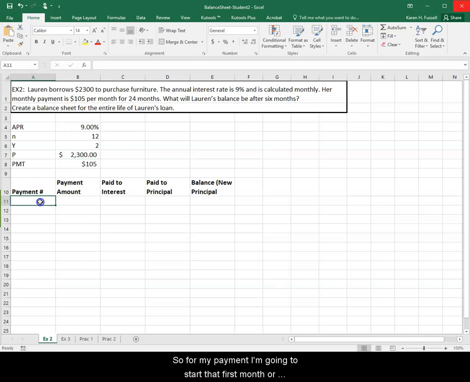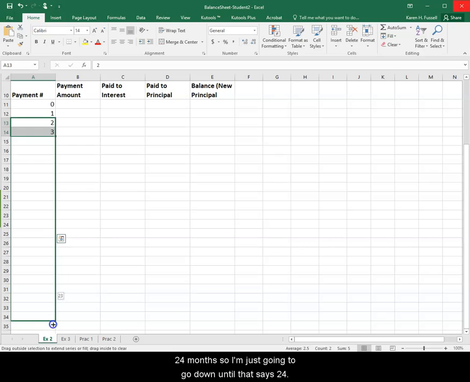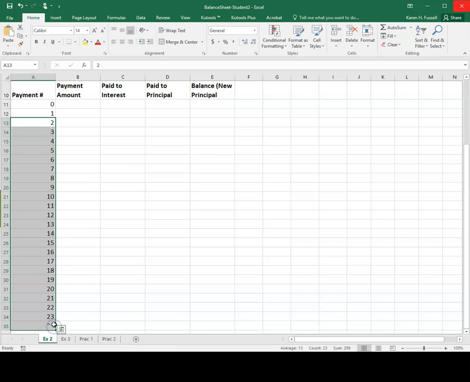Okay. So for my payment, I'm going to start that first month or payment as 0, just as our holding, and fill in our 2, 3, and remember to fill down. You can just highlight 2 of them. That'll give us the rate at which it needs to increase. So it's going to increase by 2 and just drag down, and remember we need 24 months, so I'm just going to go down until that says 24.